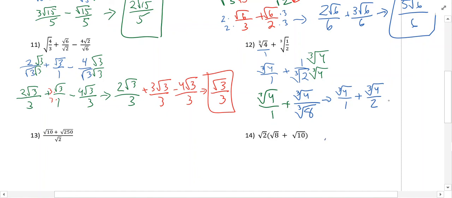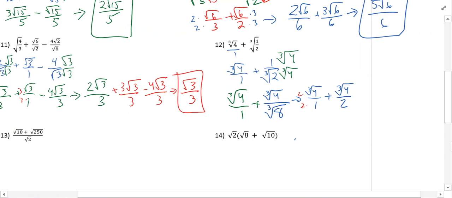All right, so now that I have this, remember to add, I need the common denominator. So I need to multiply 2 to the top and the bottom here to get that common denominator so I can add them together. So when I do that on this side, I'm going to get 2 cube root of 4 over 2 plus the cube root of 4 over 2. So when I add those together, that's going to give me 3 cube root of 4 over 2.